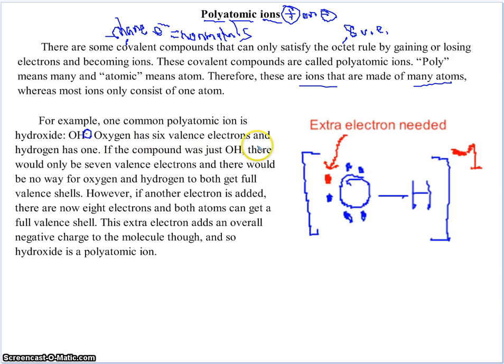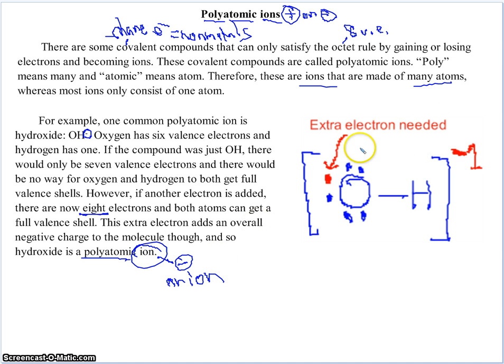Oxygen has 6 valence electrons and hydrogen has 1. If the compound was just OH, there would only be 7 valence electrons, and there would be no way for oxygen and hydrogen to both get full valence shells. So you need another one. However, if another electron is added, there are now 8 electrons, octet, and both atoms can get a full valence shell. This extra electron adds an overall negative charge to the molecule, though, and so hydroxide is a polyatomic ion because it's a negative. Specifically, it's an anion.